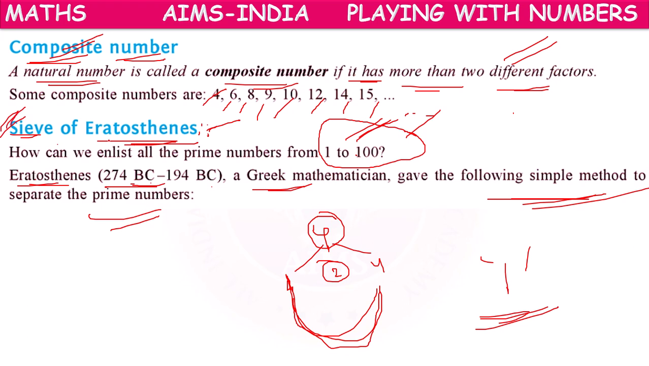On behalf of his name, that method is named the sieve of Eratosthenes. Sieve means separating particles from a mixture. So here we are separating prime numbers from the natural numbers 1 to 100. That's why it is called the sieve of Eratosthenes.